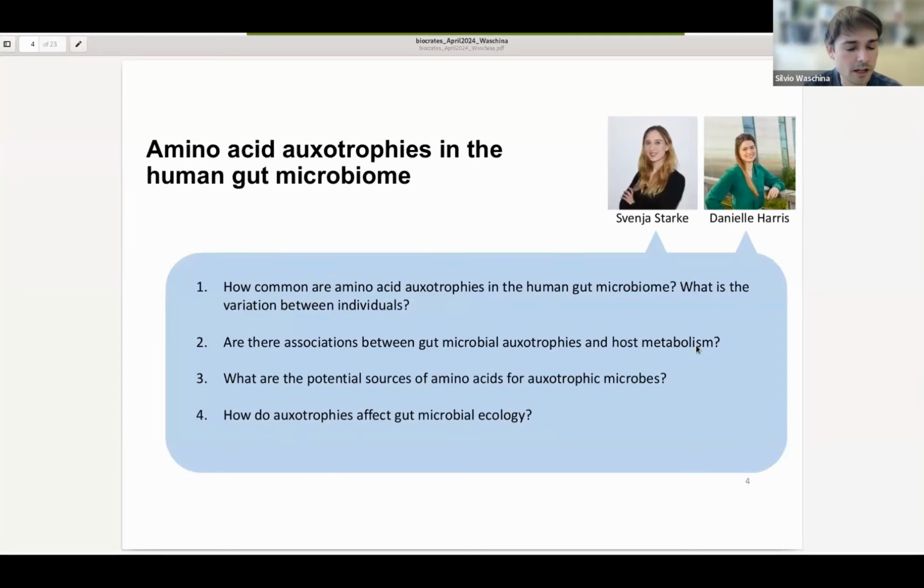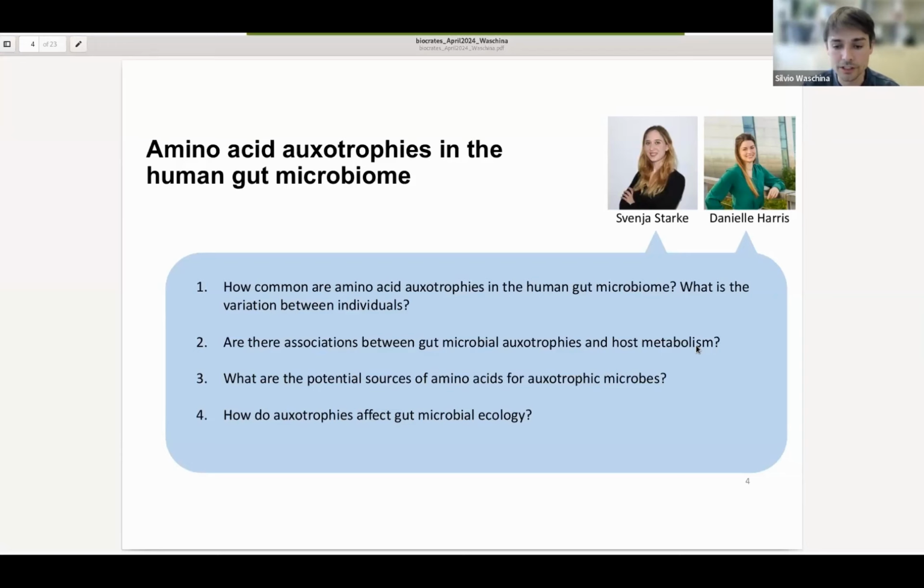We addressed four main questions in that study. The first one is, how common are amino acid auxotrophies in the human gut microbiome, and what is the variation between individuals? This sounds very basic, but when you look into the literature, there's a big knowledge base on auxotrophies in other environments, for example, in freshwater environments or in soil communities. There we know that auxotrophies have a huge impact on the dynamics of the microbial community and the metabolic contribution to that environment. But for the human gut microbiome, this was not known before, or how these auxotrophies are even represented.